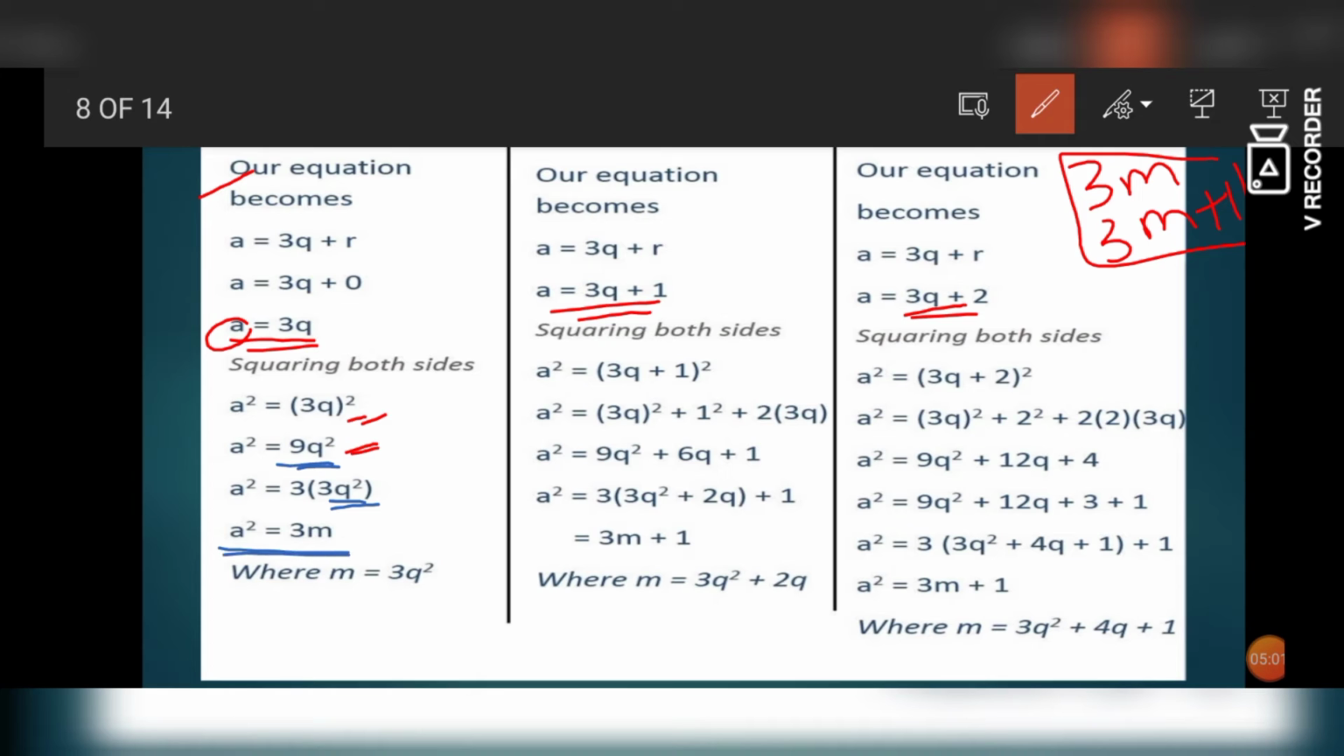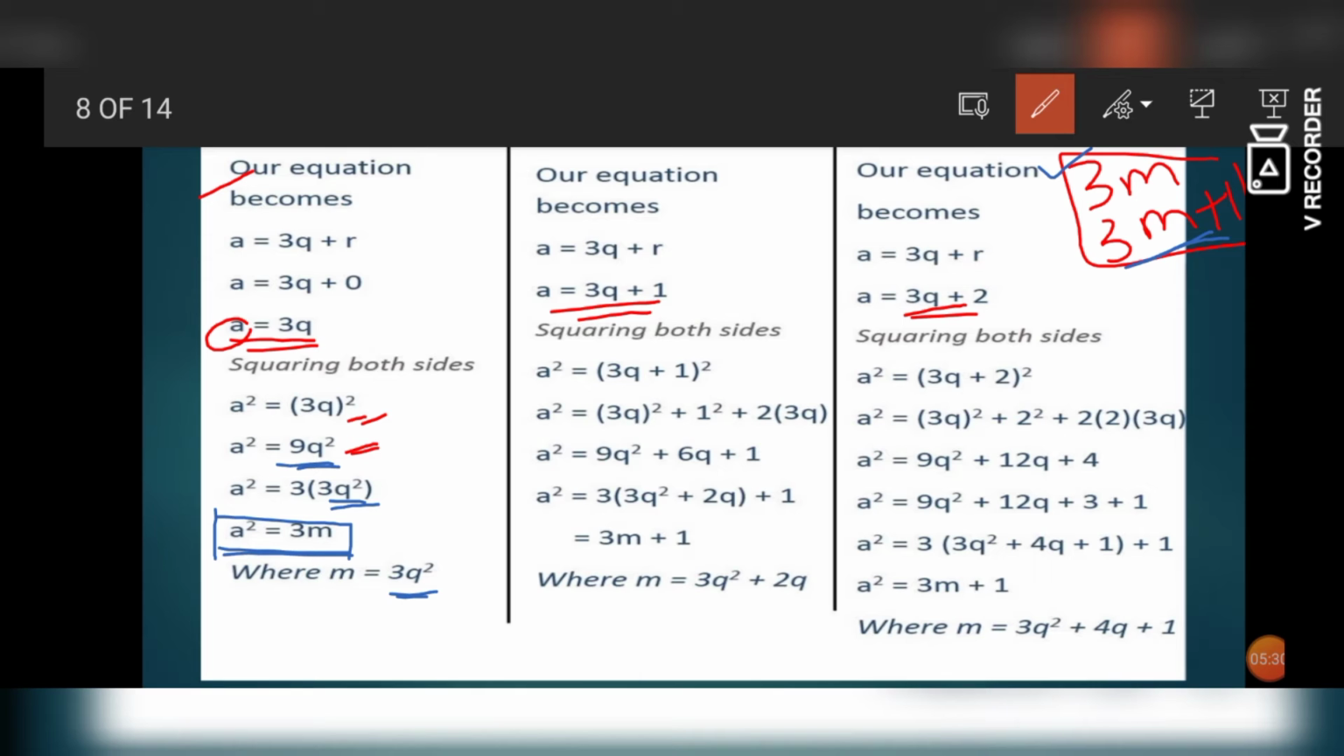So you can see our expression a square is written as 3m, where m is equal to 3q square. So our expression 3m is matching that the square of a positive integer is of 3m. Let us find out that it is of 3m plus 1. Now our second condition where r is equal to 1 is the middle column.